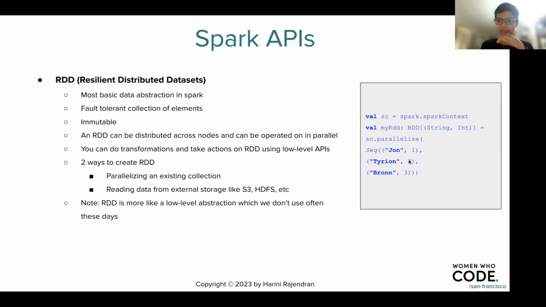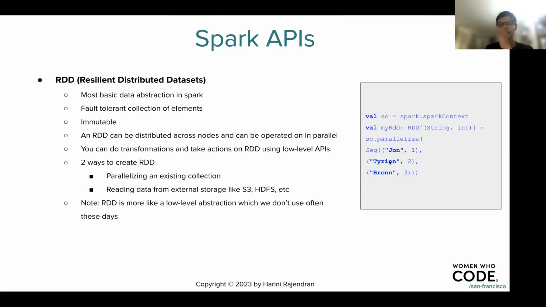So for example, here, let's say this is an RDD of a string and an integer collection, right? So there is John, 1, Tyrion, 2, and Ron, 3. Maybe it could be the name and the IDs.